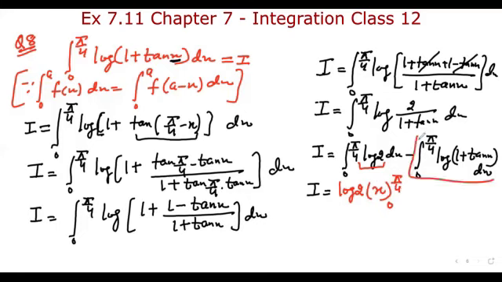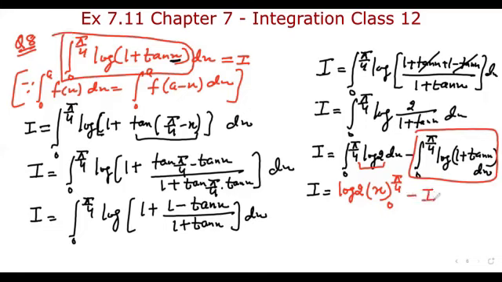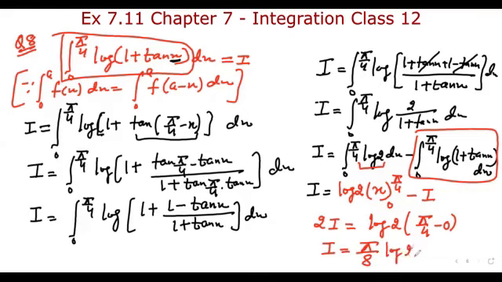If you look at this carefully, this is the same value from where we started and this value was I. So I'm replacing it with I. Very important question. Then I and I come this side. 2I is equals to log 2 into pi by 4 minus 0. So if I transfer this 2 also this side, so it is pi by 8 log 2.